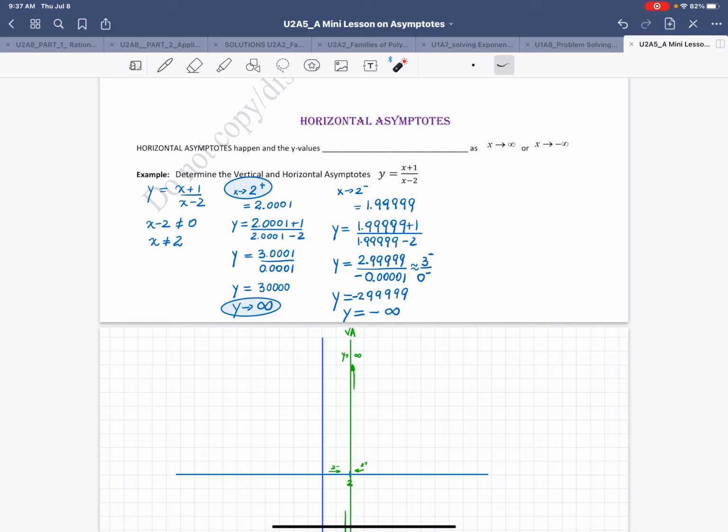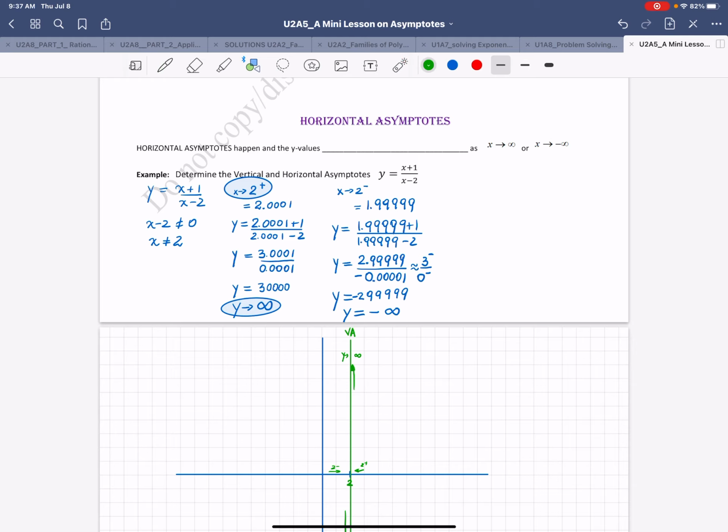And in the meantime, the operations with these fancy numbers, so close to a number from the left and the right, help us describe the behavior of the function as well. Now, let's take a look at horizontal asymptotes.